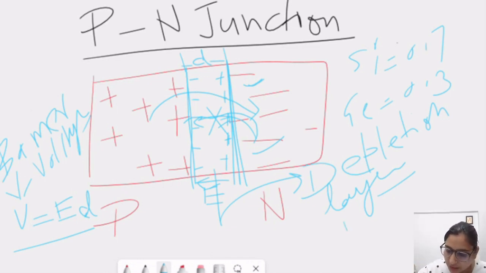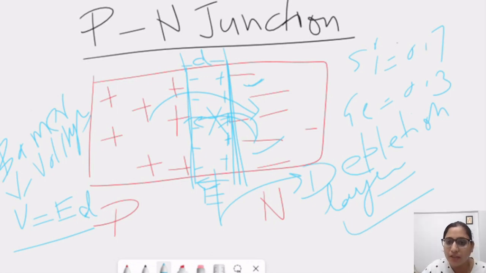First is the depletion layer. What is the depletion layer? Electrons and holes are diffusing inside and recombining with each other and making a neutral charge. And this neutral charge is nothing but an empty strip, which is called the depletion layer. All electrons have depleted the holes fully.